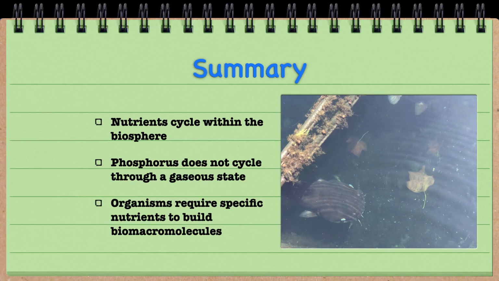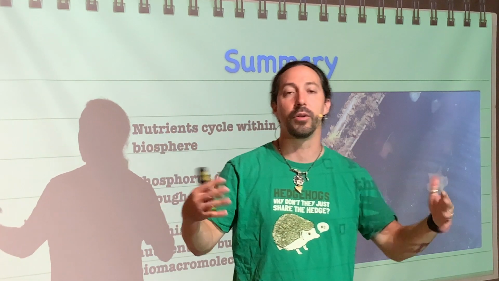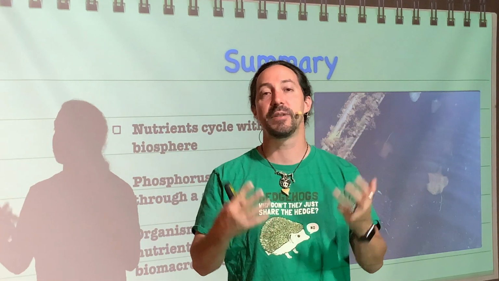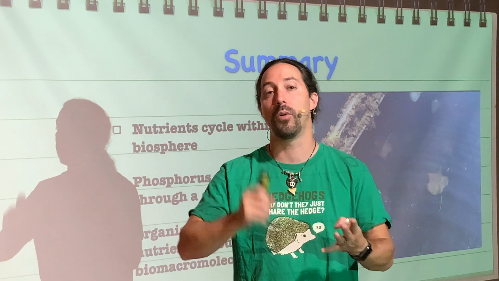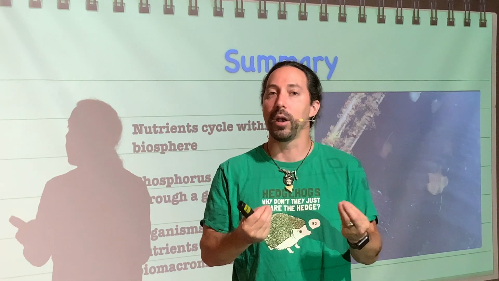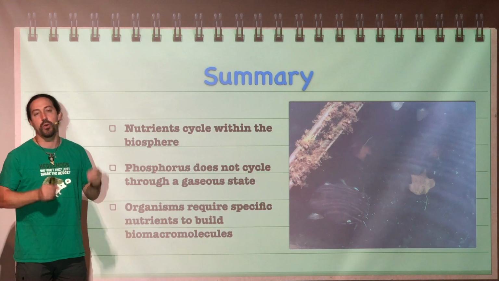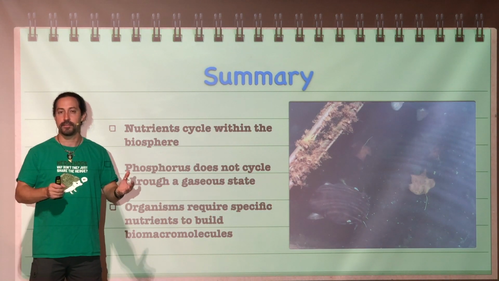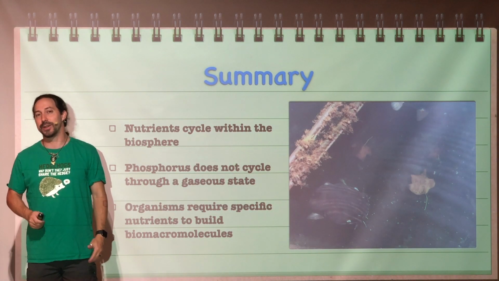But for all of our nutrients, we require them because we need to build our biomacromolecules. All of life needs to build those specific types of biomacromolecules, whether it's a lipid or a carbohydrate or a protein or a nucleic acid. Those are crucial for all life, and that's why these nutrient cycles are so important to life. And that concludes this set of lessons on the nutrient cycles.